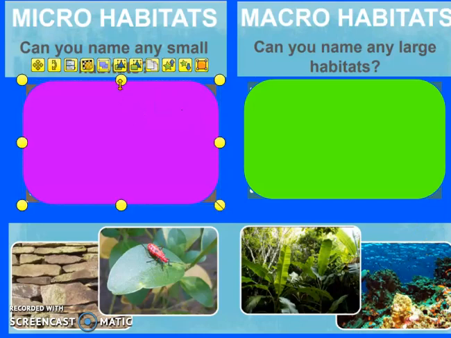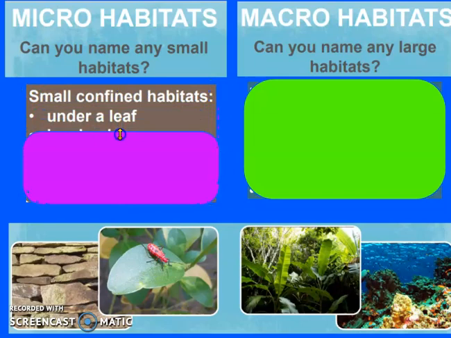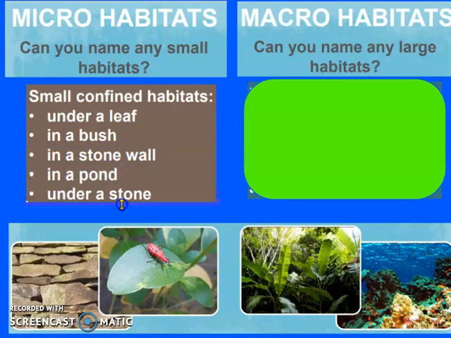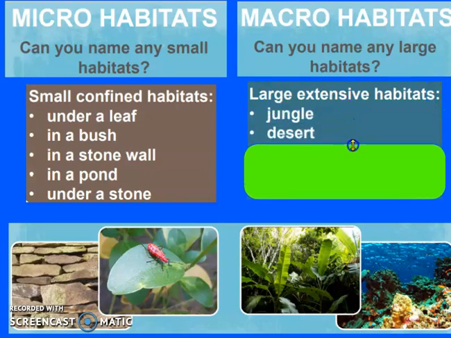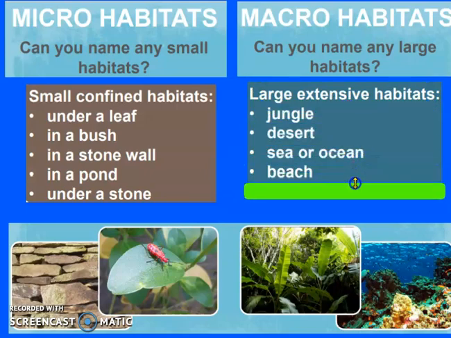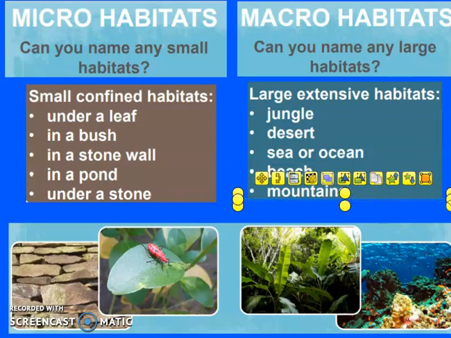Well, some microhabitats that I thought of, some smaller ones, were places like under a leaf, in a bush, in a stone wall, in a pond, and under a stone. You often find creatures living in these small habitats. The bigger habitats include places like the jungle, desert land, the sea or ocean, the beach, or near mountains or on mountains. So there's lots of different habitats where animals choose to live.